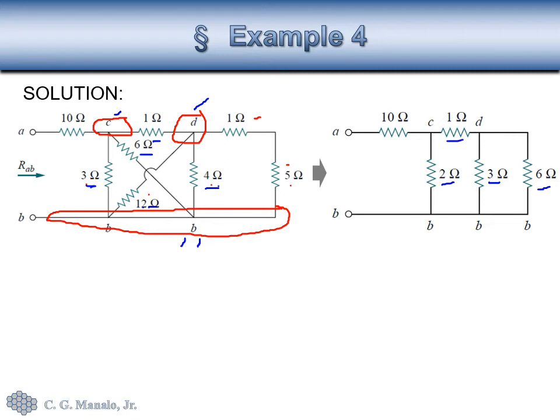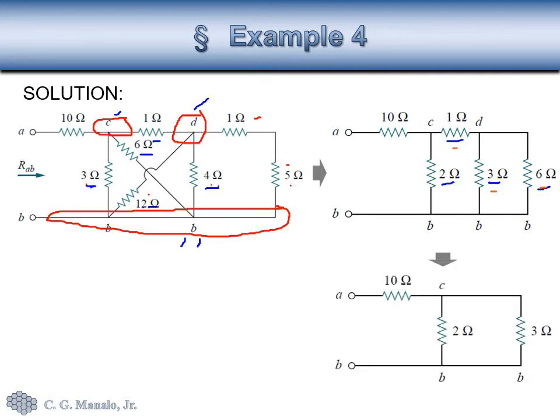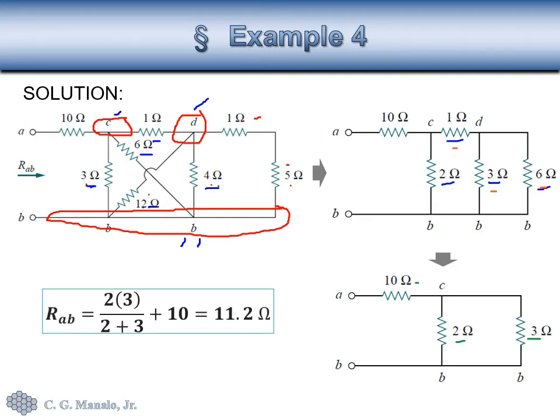Now for this new circuit, we observe that now we have 3 ohms and 6 ohms in parallel. We combine that, we get 2 ohms, and that will become in series with this 1 ohm, and that will give us an even more compact circuit that would look like this. And finally, we see that 2 and 3 here are in parallel. We combine that, and that combination will be in series with 10, and that will give us this final result.